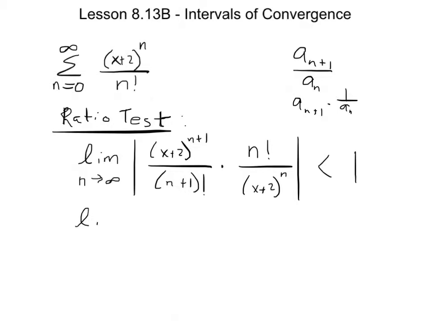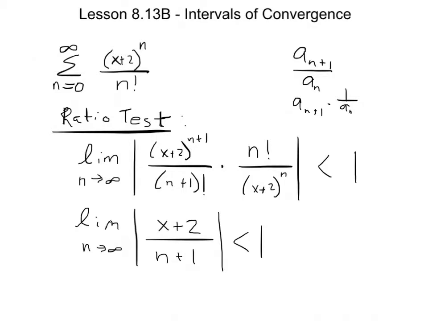I still have the limit as n approaches infinity. Now this simplifies really nicely. The (x plus 2) to the n plus 1 and the (x plus 2) to the nth will cancel down to just an x plus 2, over the n plus 1 factorial and the n factorial. We've talked about this before, and I hope you remember this. The whole idea is that that will cancel down to n plus 1. If you've forgotten that, review your notes and see if you can figure out where that is. So this limit has to be less than 1.